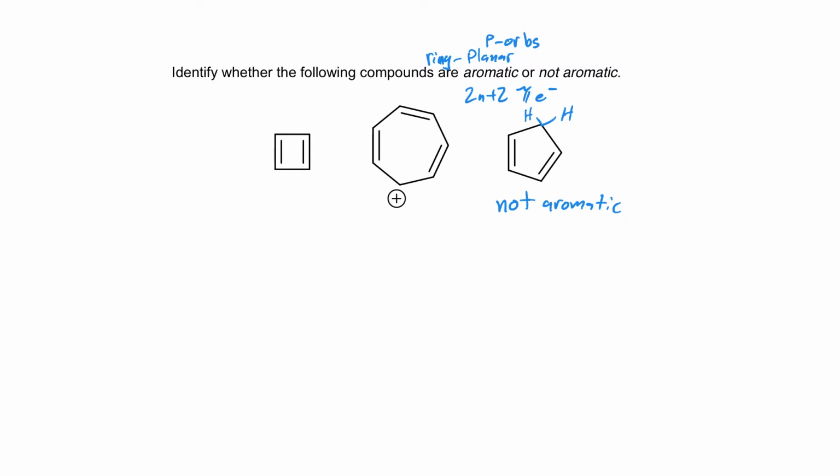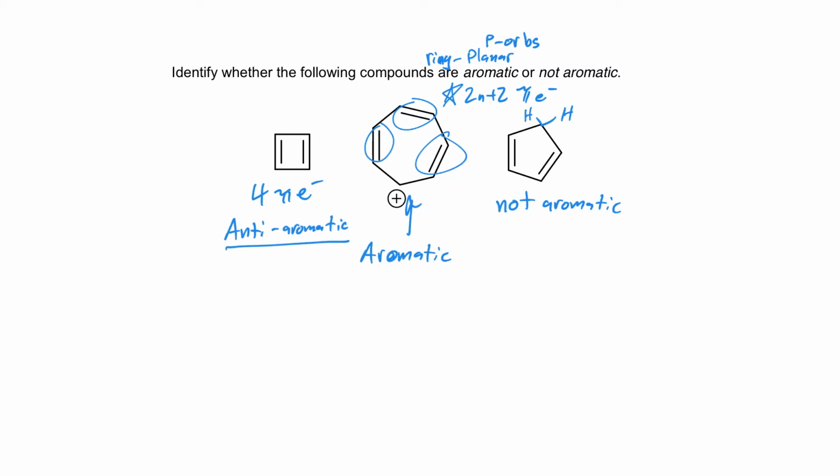So they need to be a ring, they need to be planar, they need to have p orbitals all around the ring. The one in the middle, I think, does have 7 p orbitals all around the ring. It has 2, 4, 6 pi electrons, which does match our number that we need, so this would be aromatic. And the last one, the square, does have a ring, does have p orbitals, could be planar, but it only has 4 pi electrons. That does not match our number. In fact, that's useful for determining that this is anti-aromatic. It's not just not aromatic, it's actually anti-aromatic, which is even worse than not aromatic.